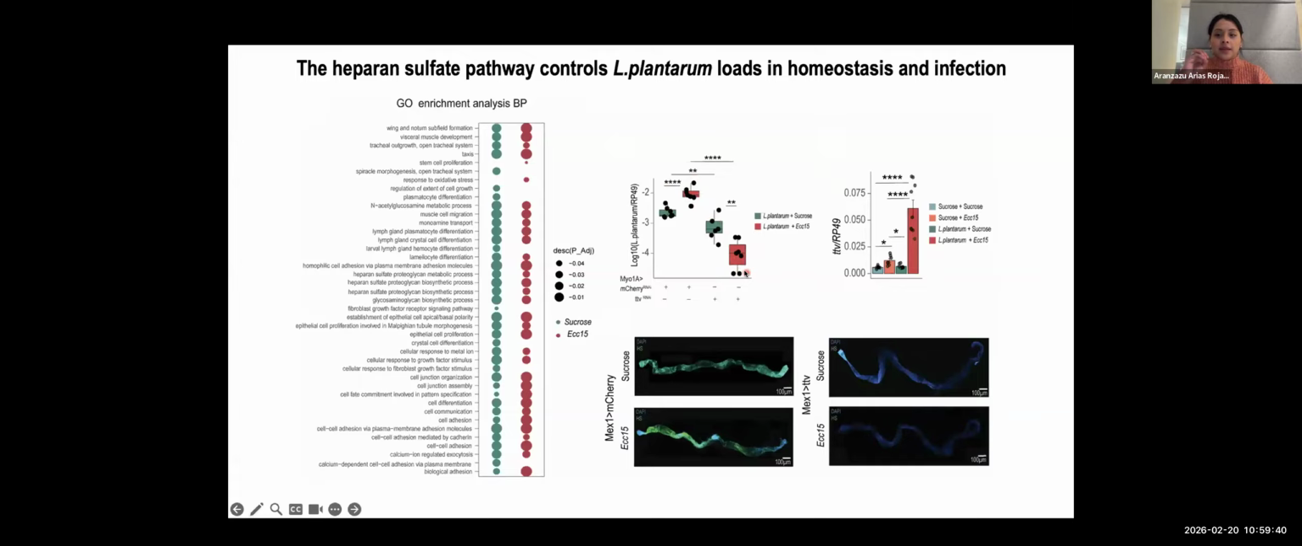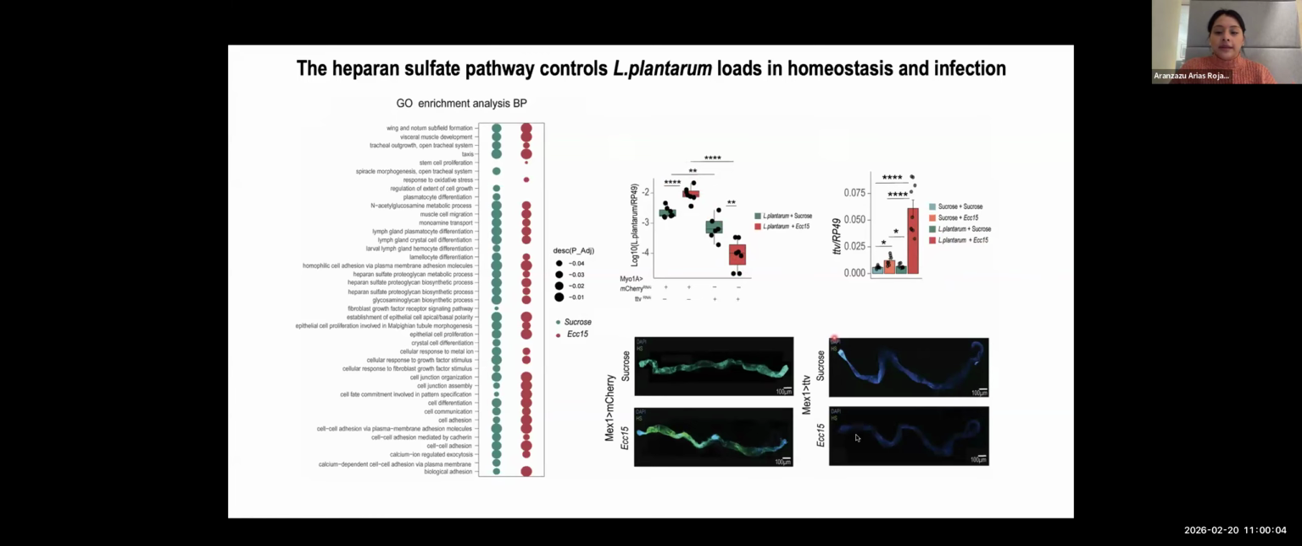So that means there is a direct interplay between this gene and regulation of the lactobacillus load during inflammation. Interestingly, not only that, we also observed that after the colonization and then the infection with the natural pathogen of Drosophila, we have an overexpression of this pathway.